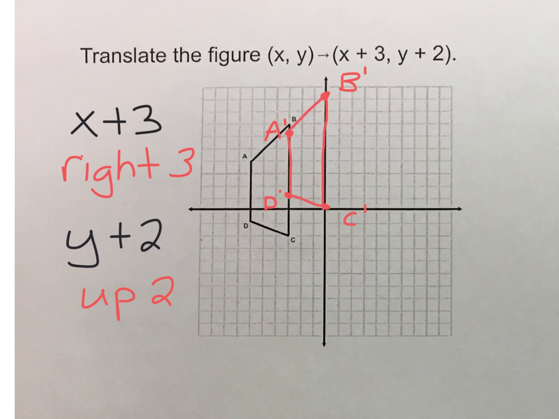Again, what's happening to our shape? It's just moving. It's switching its position on the graph. All it's doing is sliding. It's not turning, not reflecting, not getting smaller or bigger. It's just sliding. Alright. Okay?